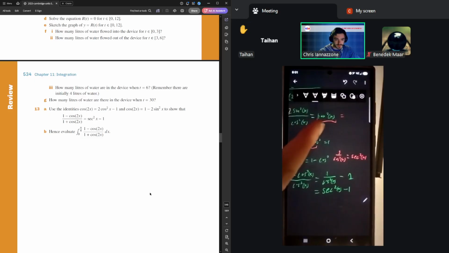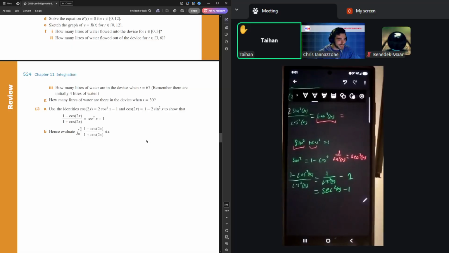Well, I mean that is the final answer. Tan squared goes to sec squared minus 1. So you got it. Yeah. So yeah, works 100%. There's a million different trig identities you can use to play with.